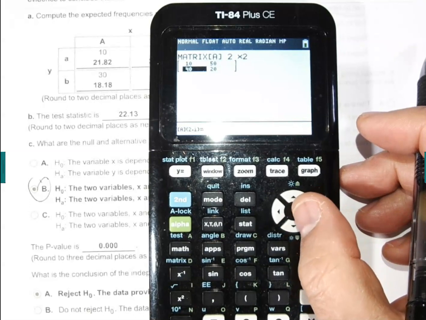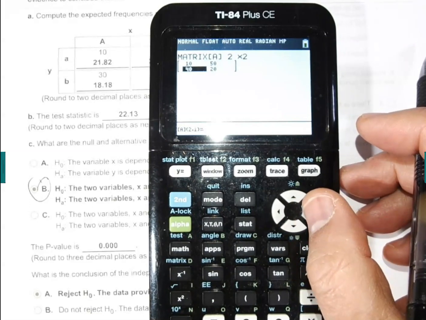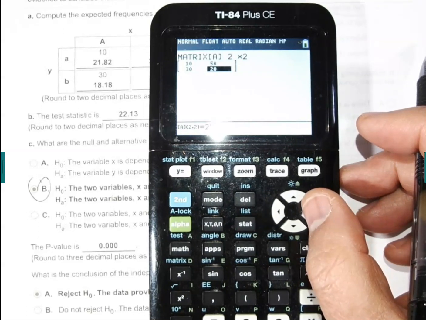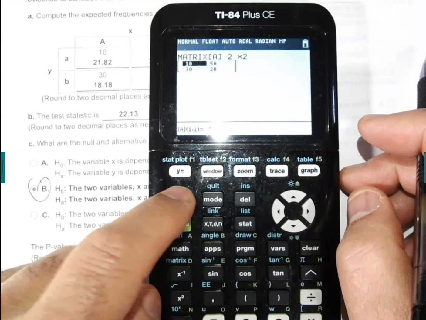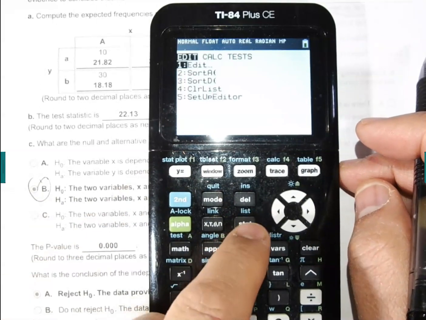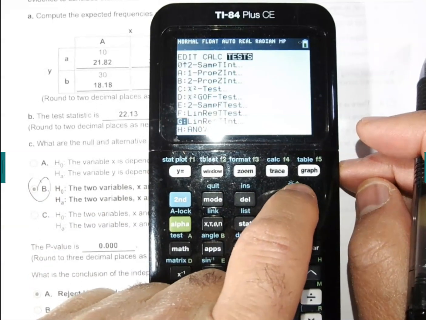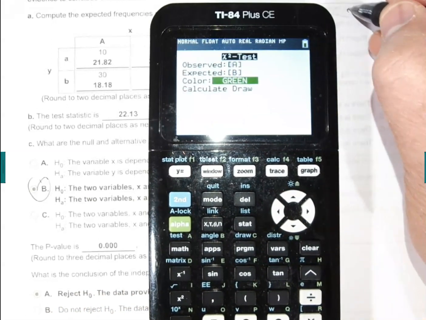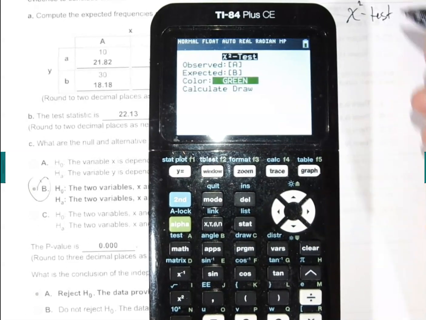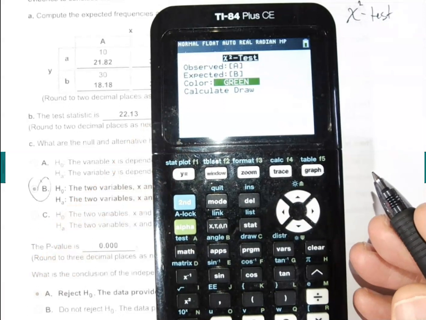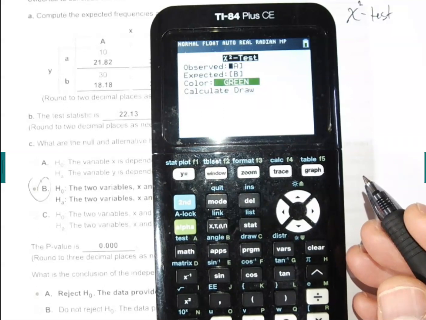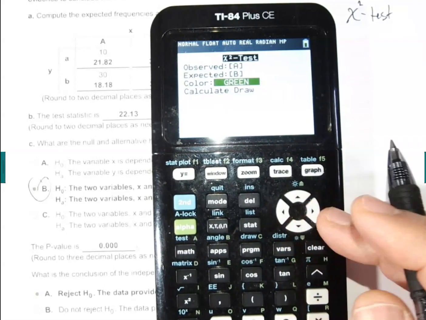And then you put in 10, the next entry is 50. It's not the exact same exercise. He swapped the values, so the output is going to be slightly different: 30 and then 20. Okay? And now quit. We're done. Now go to stat, tests, scroll up, chi-square test. When you do the independence test, it's chi-square test. And then the observed values are in A. The expected values, you don't need to worry about them. They will be done for you automatically in B. And that's it. Hit calculate.